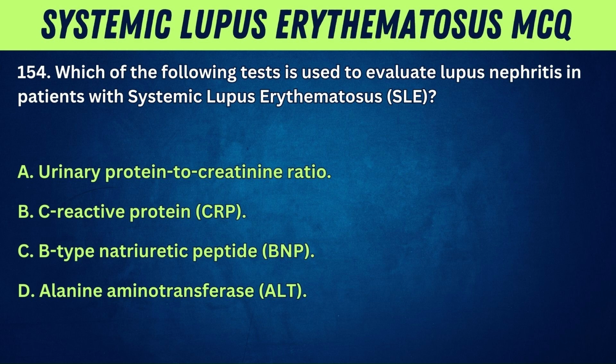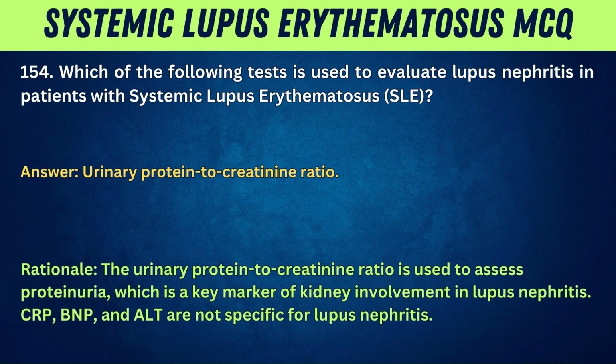154. Which of the following tests is used to evaluate lupus nephritis in patients with systemic lupus erythematosus, SLE? A. Urinary protein to creatinine ratio. B. C-reactive protein, CRP. C. B-type natriuretic peptide, BNP. D. Alanine aminotransferase, ALT. Answer: urinary protein to creatinine ratio.